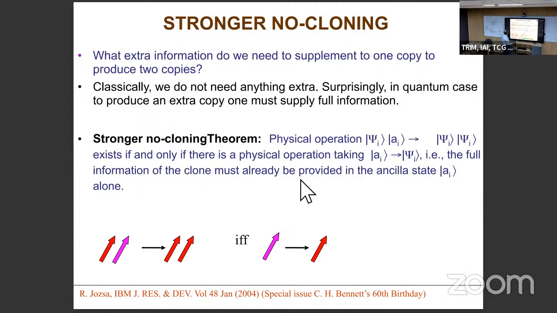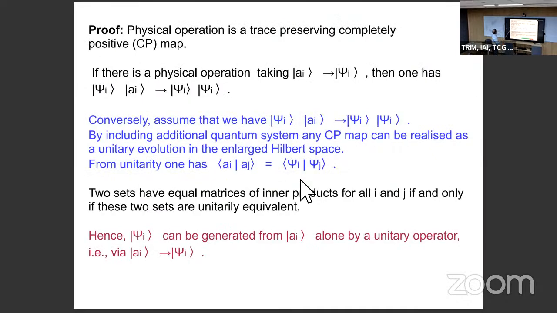So the statement looks like this. Any physical operation taking psi I and some blank state to psi I, psi I can exist if and only if there is a physical operation taking A I to psi I. That means the full information about psi I must be supplemented in this A I. That means the clone must already be provided in the initial state A I itself. Pictorially, this is possible if and only if this can be transformed to this. So the theorem is again simple.